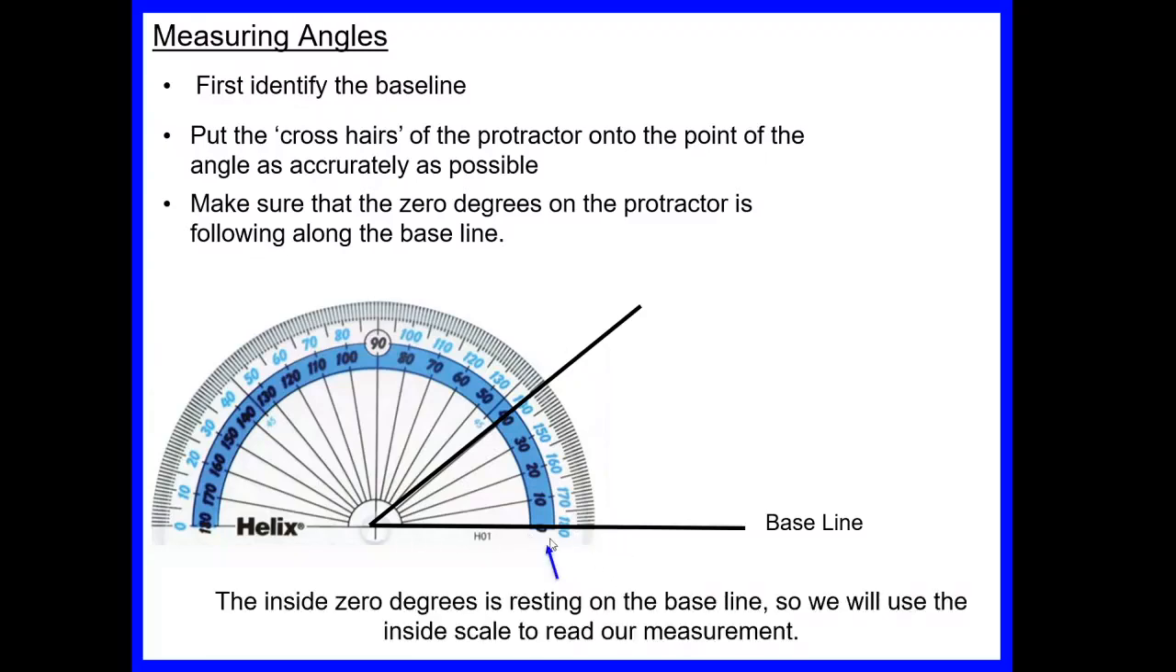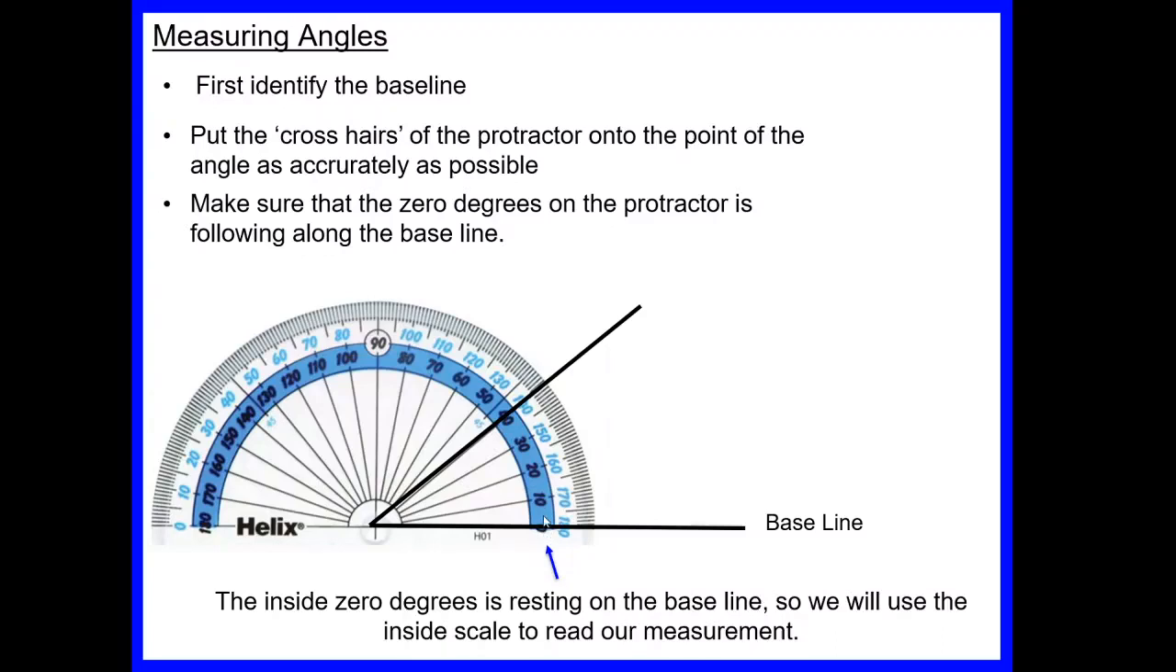Once we know that, we need to check which of our 0 degrees is actually on the baseline. So our inside 0 degrees is on the baseline. We can see the other 0 degrees is all the way over here. There's no line underneath it. So it's the inside one we're going to use to read our scale.